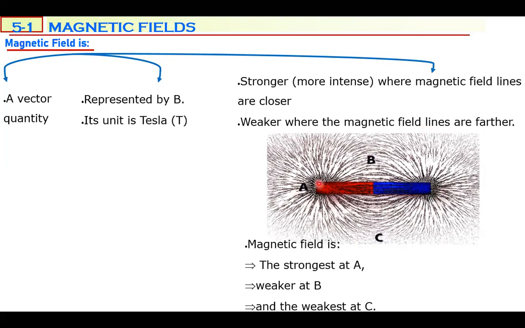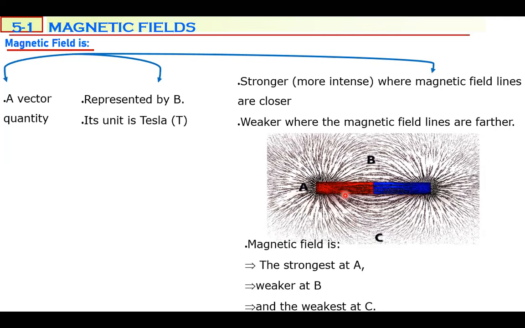So I choose 3 points here, A, B, and C. You see that the magnetic field is strongest at A, which is the pole, where magnetic field lines are very close to each other, weaker at B, and weakest at C. C is very far, which means when you move away, the magnetic field intensity decreases, and the effect of the magnet at that point is less than at other points which are closer.